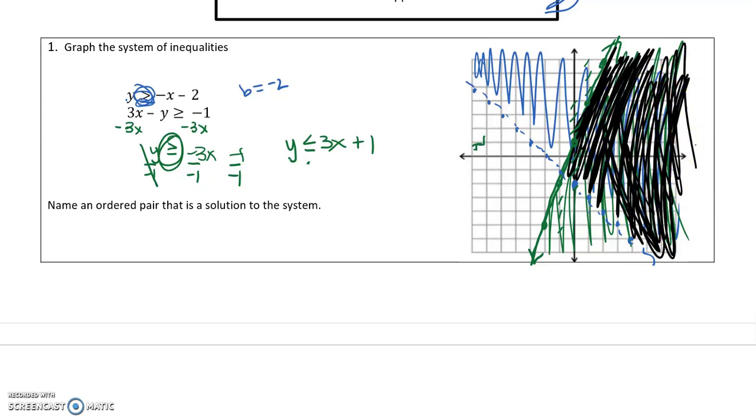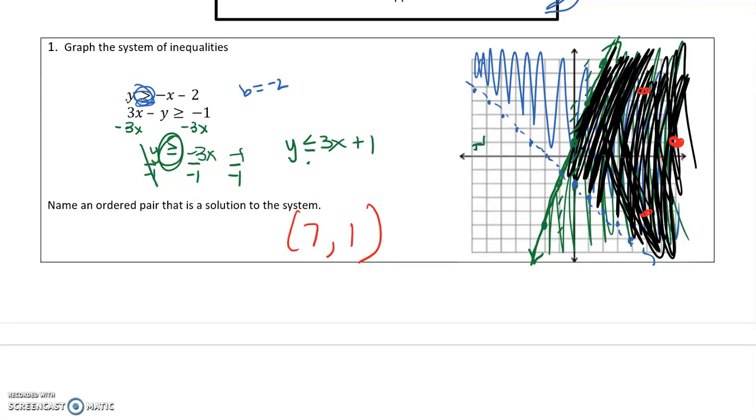Now, second part of the direction, say name an ordered pair that's a solution to the equation. Well, there are thousands of answers here. It doesn't really matter. I colored in my coordinate plane so much that it's almost hard to read. You just have to pick any point in the shaded region, in the double shaded region. So maybe this point over here. You can pick anything. You could pick a point down here or up here. It doesn't matter.